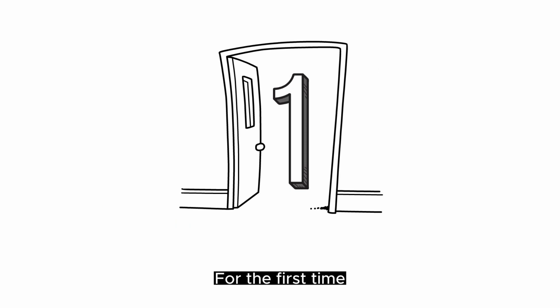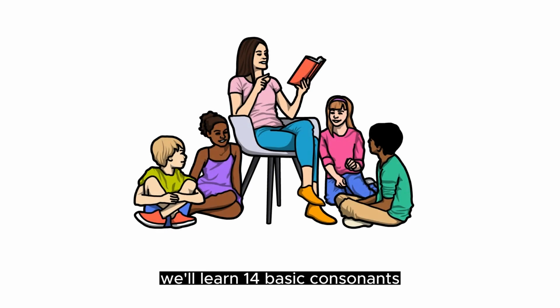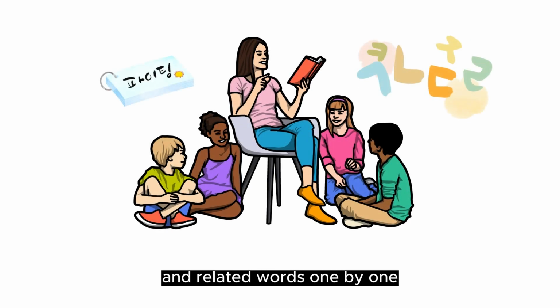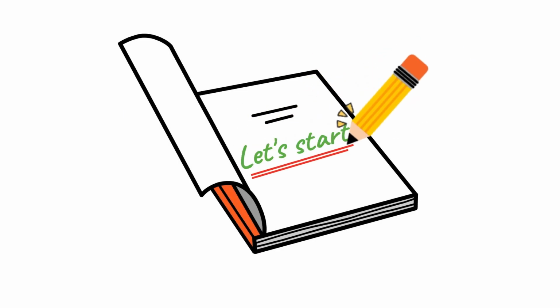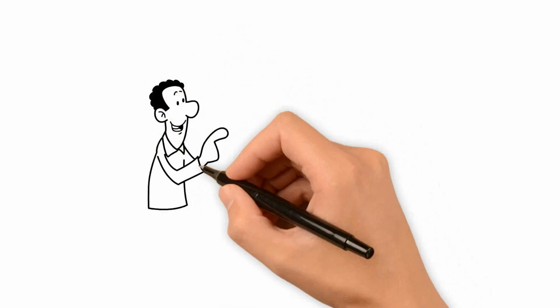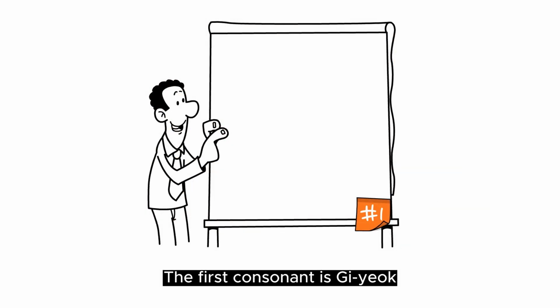For the first time, we'll learn 14 basic consonants and related words one by one. Let's start. The first consonant is 기역.